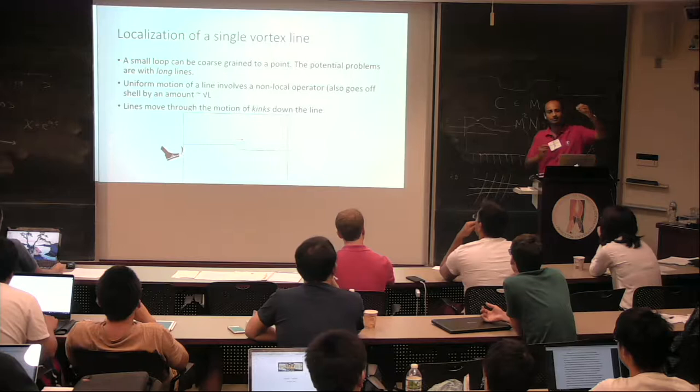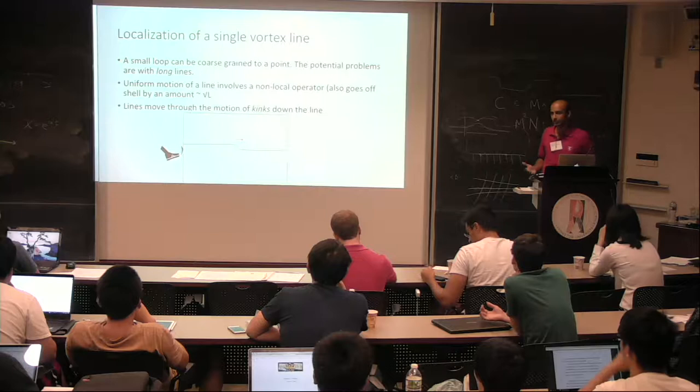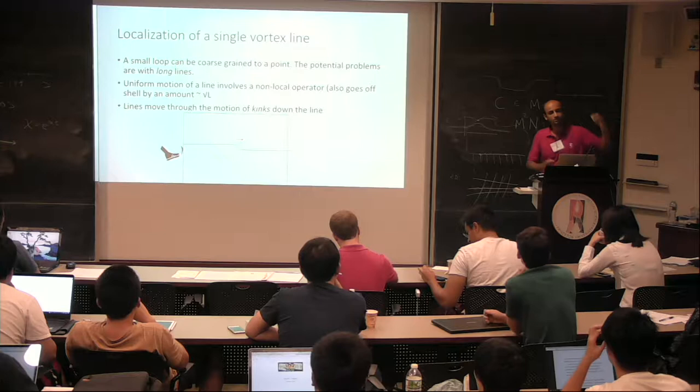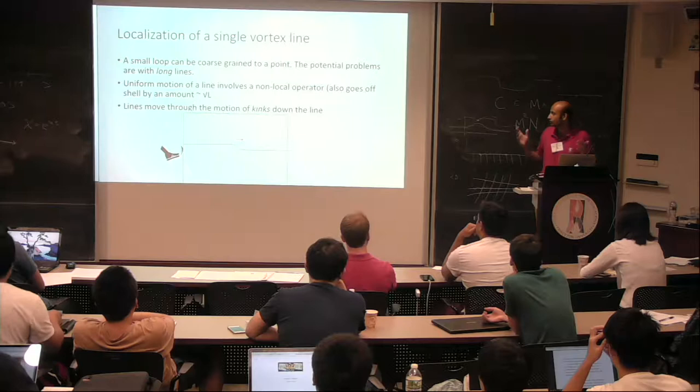Firstly, in order to move a long vortex line in a uniform manner, you need to act on it with a very non-local operator. And my Hamiltonian is only allowed to have local things in it. But secondly, if I'm really in a random potential, then when you move a vortex line, it'll go off energy shell by a huge amount. Each part of the vortex line will go off energy shell by some random amount, and the whole line will go off energy shell by an amount that's of order square root L. So vortices can't move uniformly.